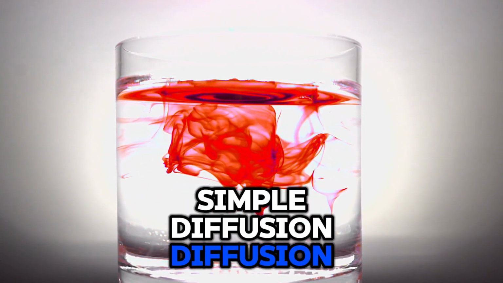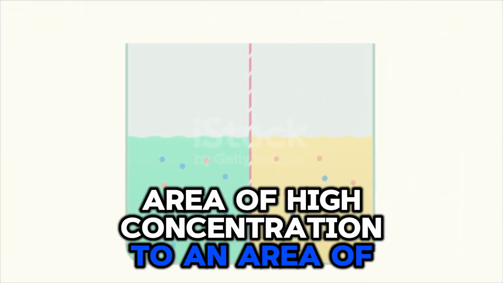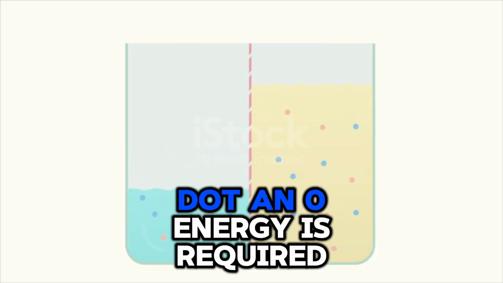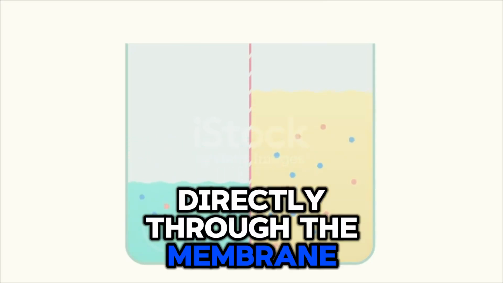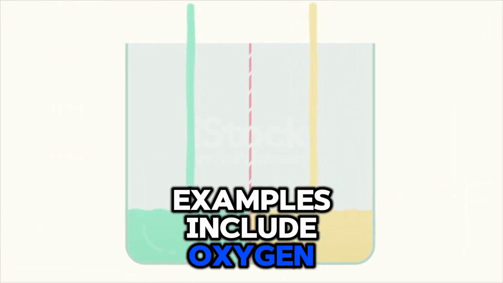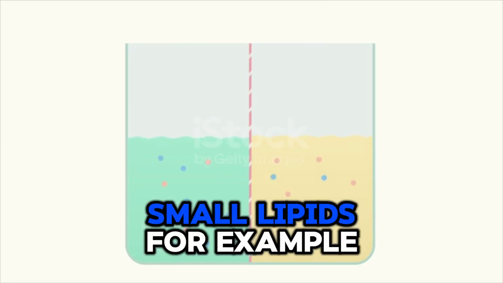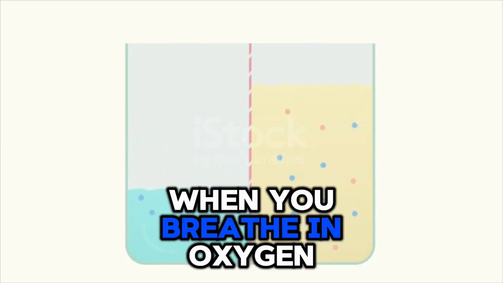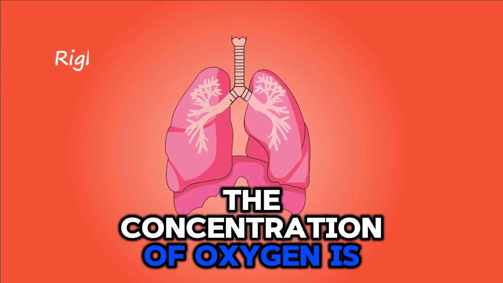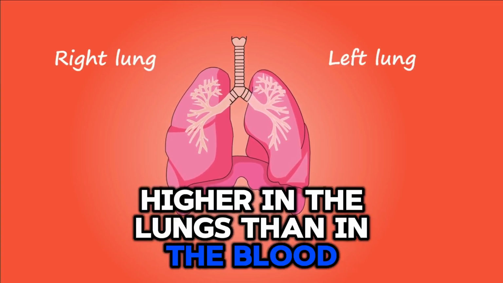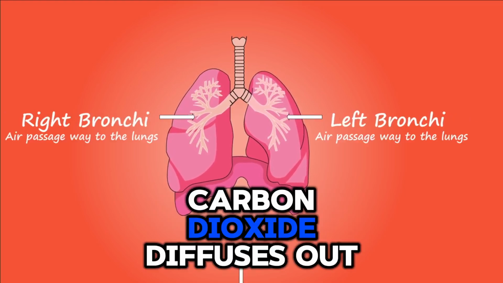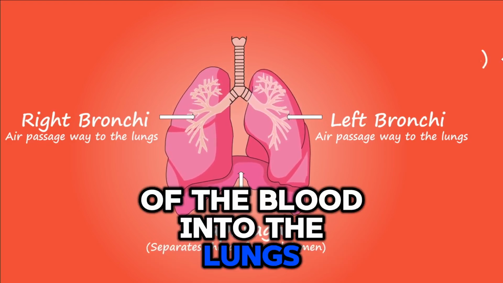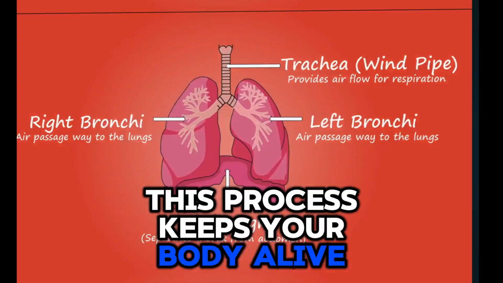Simple diffusion. Diffusion is the movement of molecules from an area of high concentration to an area of low concentration. No energy is required. Small molecules can pass directly through the membrane. Examples include oxygen, carbon dioxide, and small lipids. For example, when you breathe in oxygen, the concentration of oxygen is higher in the lungs than in the blood. So oxygen diffuses into the blood. At the same time, carbon dioxide diffuses out of the blood into the lungs. This process keeps your body alive.